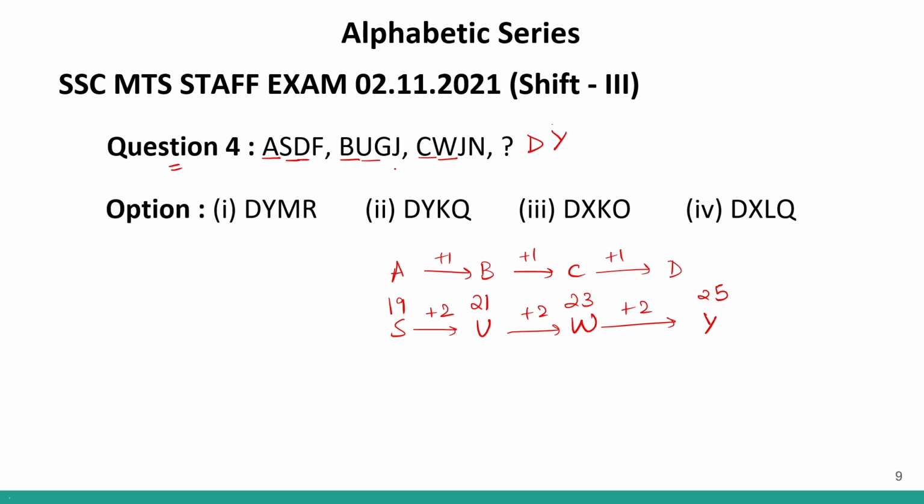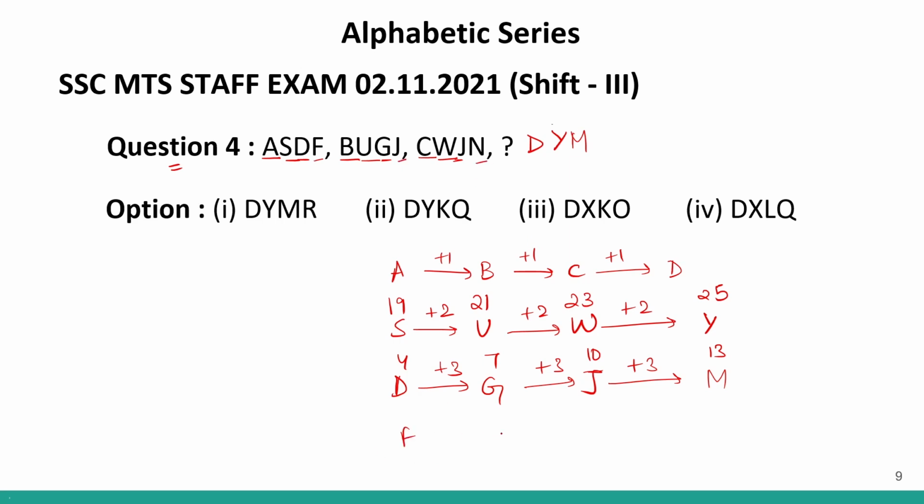Moving on to the third one, D, G and J. D is 4, G is 7 and J is 10. This is plus 3, this is also plus 3. So now we will go plus 3, I will get 13, and at the 13th position we have M. So the next element will be M. Clear?